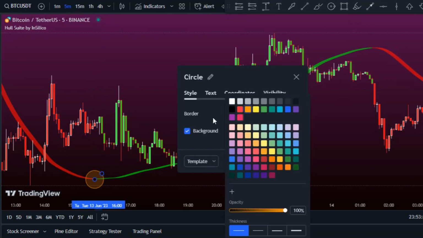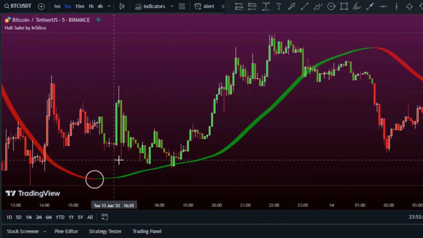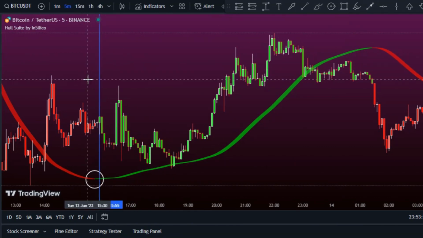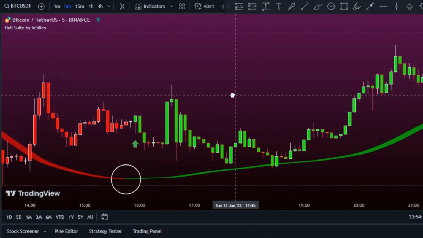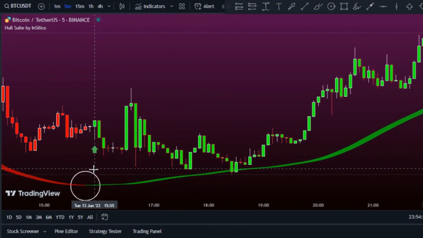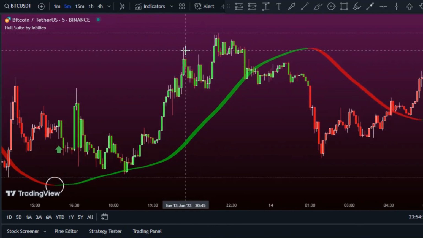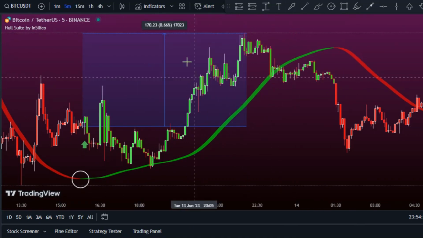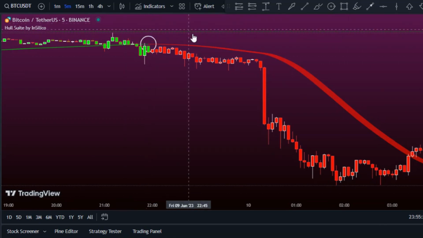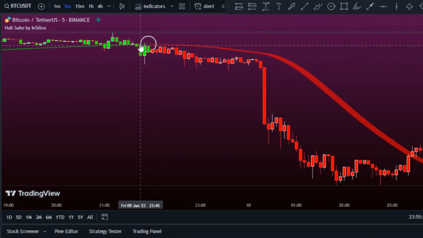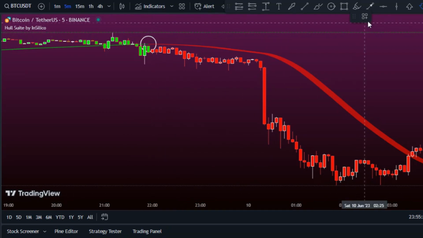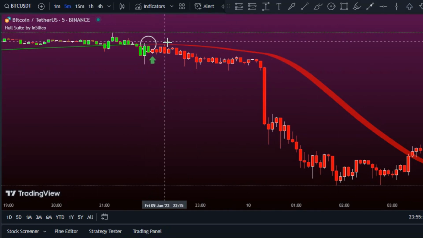When the Halt Speed indicator changes from red to green, it's the first sign of a buy signal, but we should wait for a green bullish candlestick to appear to confirm the signal before entering a trade. Similarly, when the indicator band turns from green to red and the first bearish red candlestick appears, you can enter a short trade.